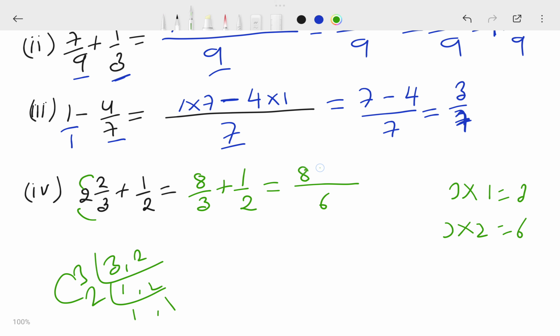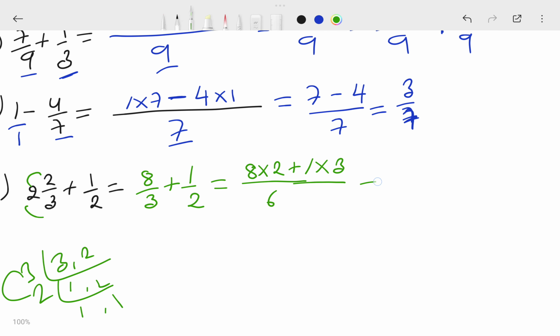So here we will multiply 8 into 2. Then it is plus, then we will write plus. In the 2 table, 6, how many times? 3 times. Then 1 cross 3. Okay? Now I will erase this one here. Okay, so you can see right here we can write 16 plus 3 by 6. Now it is 19 by 6.